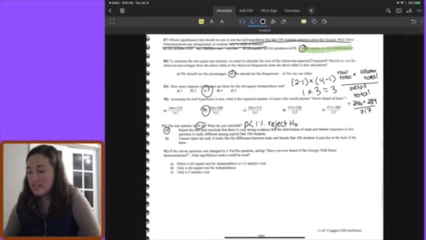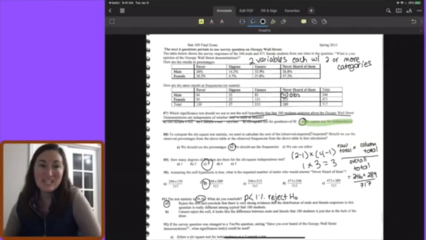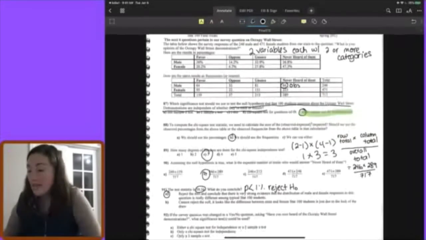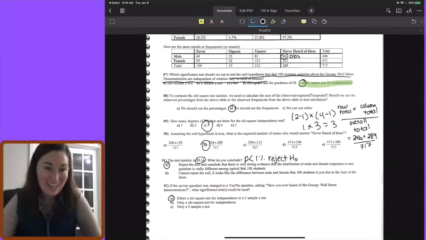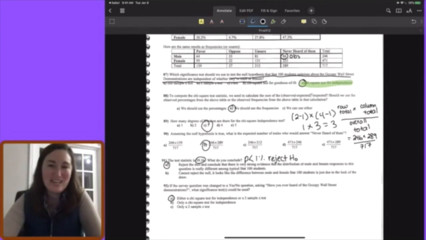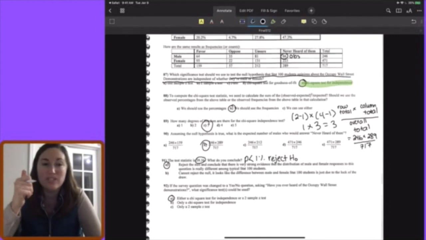So 2 categories for each variable. So in that case, if I have 2 variables, each with exactly 2 categories, then I could use the independence test like I just did, or I could use the 2-sample z-test. So that's the one scenario where it doesn't actually matter which test you use out of those two. You get the same results. So kind of like there was a question we did in the notebook about falling in love at first sight. And that was the same situation where you could either do it as a 2-sample z-test or the chi-square test for independence.